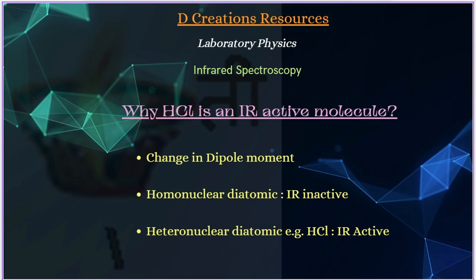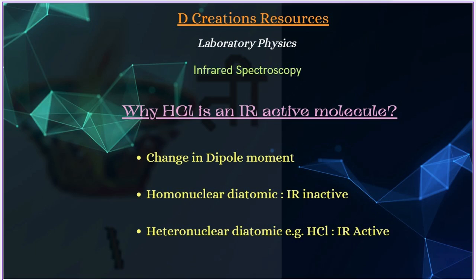Now if you consider homonuclear diatomic molecules, say H2, Cl2, N2, O2, etc., will they have any permanent dipole moment? No. And even stretching of the atoms about the bond is not going to give rise to any dipole moment. So homonuclear diatomic molecules are IR inactive. We've already said it earlier, but I'm just repeating it.